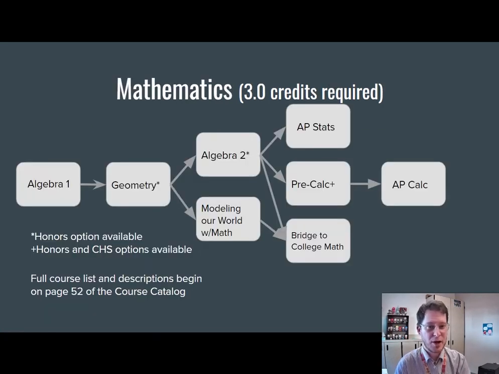Math, also 3 credits required. What I would suggest you do here is find the class that you're in right now and look to the right, and you'll find the options that you have. Algebra and geometry are required for everybody, and then you get some different options after that. College and high school, AP, lots of different options here. Your current math teacher is a great resource if you have a question about fit. And all these descriptions can be found starting on page 52.